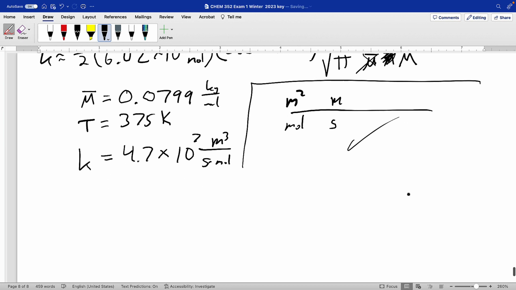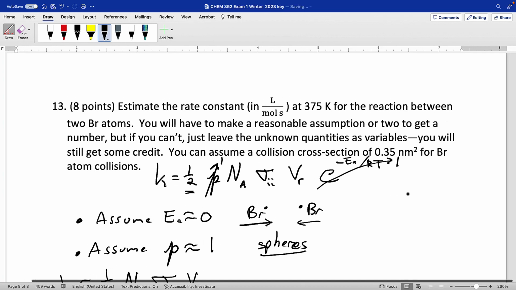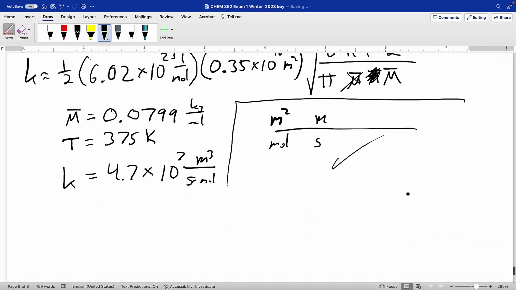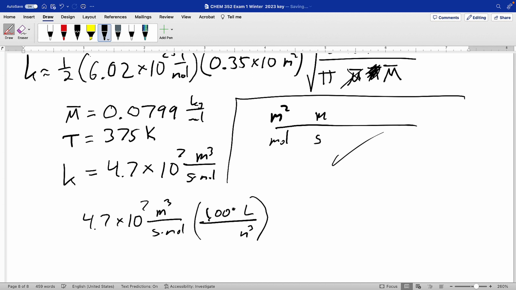All right, so now we can come down here and say the question statement did ask us to put this into more standard units for a rate constant. So liters per mole per second for a second order one. So we take our 4.7 times 10 to the 7th meters cubed per second per mole, and we do want to get rid of meters cubed and have liters, and we know there's 1,000 liters in 1 meter cubed. So we end up with our final answer, 4.7 times 10 to the 10th liters per mole per second, and that's our final answer.